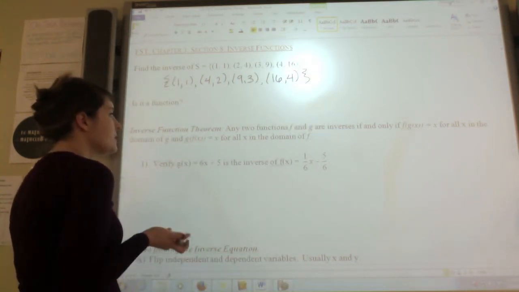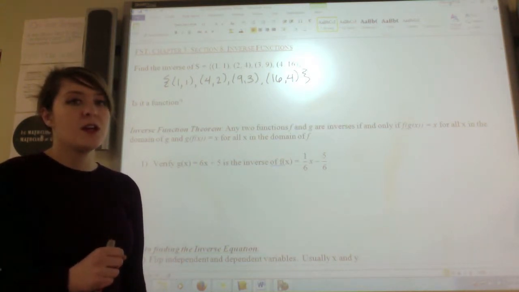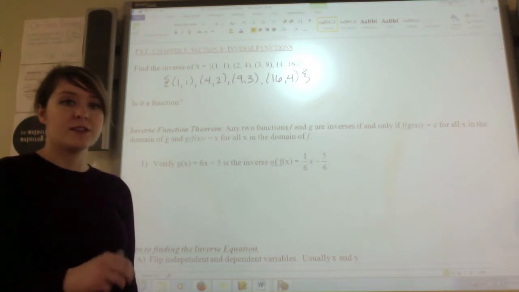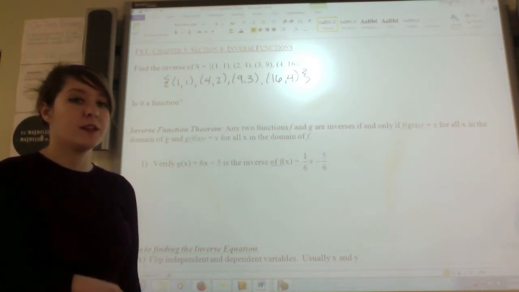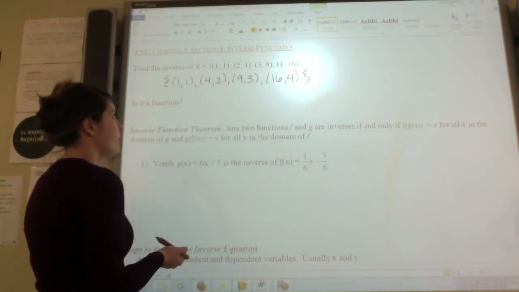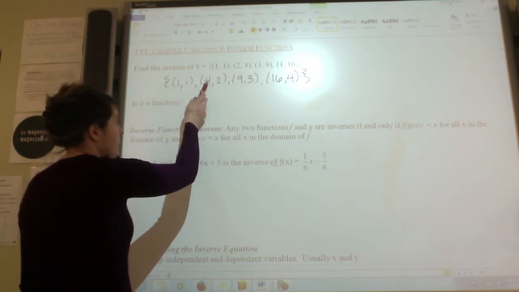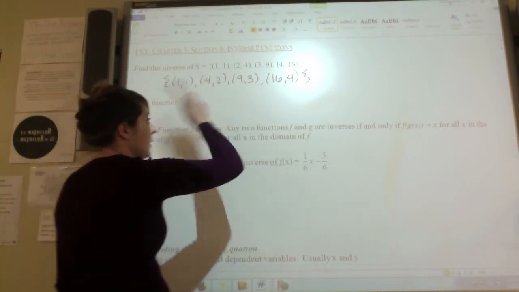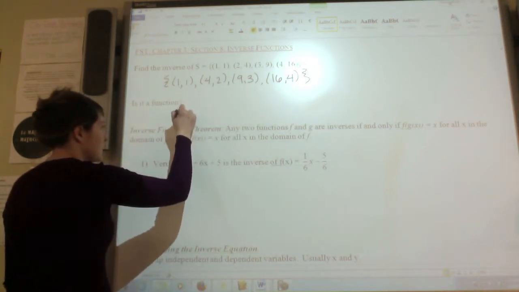Now I need to figure out, is this a function? So remember that in order to determine whether something's a function, that means that for every input you have exactly one output, and that's it. You can't have more than one, and you can't have less than one. So for each of these inputs, do I only have one output? Well, for 1, I only have one output. For 4, I only have one output. For 9, I only have one output. And for 16, I only have one output. So yes, this is a function.